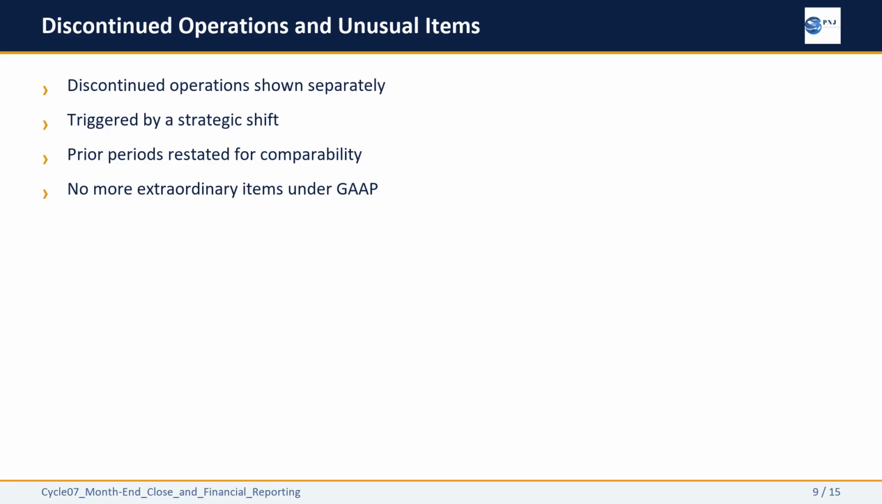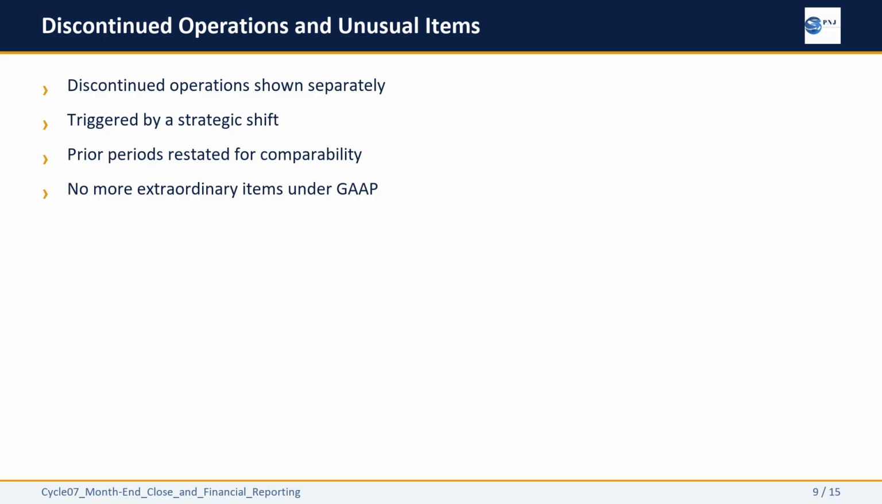If a disposal represents a strategic shift, ASC 205-20 requires you to present it as discontinued operations, separated from continuing operations, with prior periods restated so readers can compare like with like. This keeps your ongoing performance from being muddied by one-time exits.